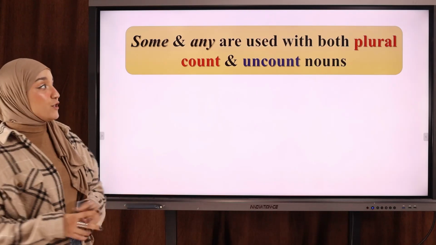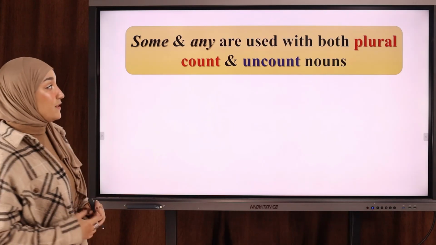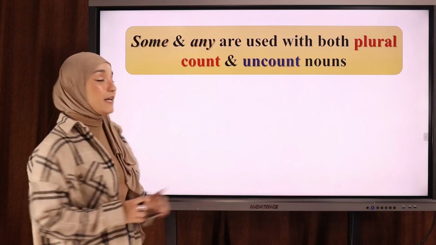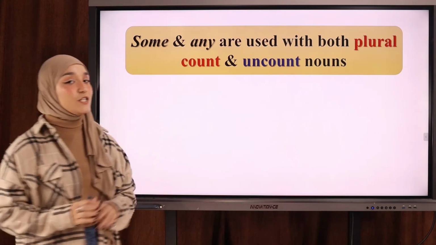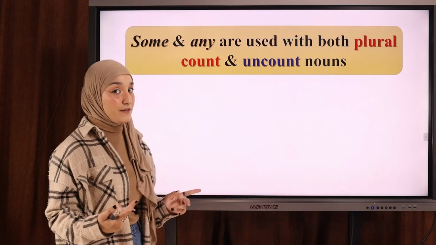Some and any are used with both plural count and uncount nouns. So some and any يمكننا أن نستعملهما مع الأشياء القابلة للعد والأشياء الغير قابلة للعد كذلك. Okay?